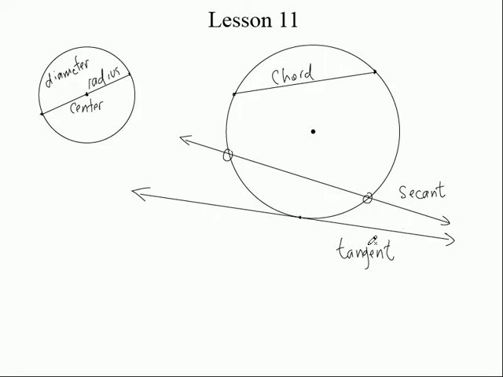So what is it? It's a line, right? And it hits the circle. How many points? Just at one point. So there's a little bit of a difference, isn't there, between a secant and a tangent. All right, that's good enough for that.